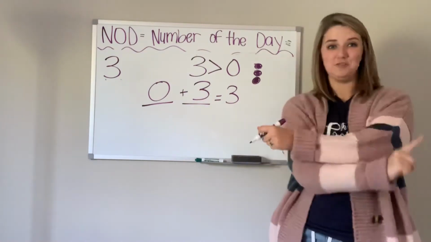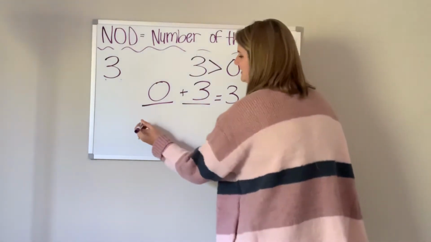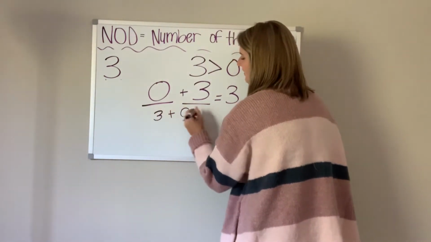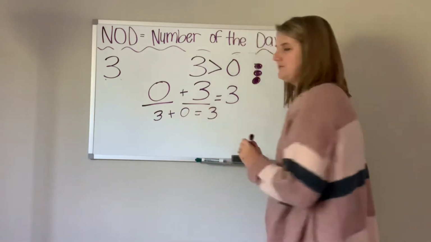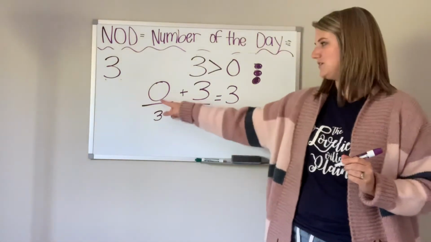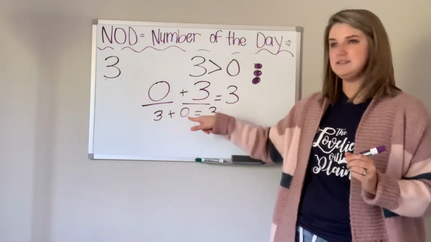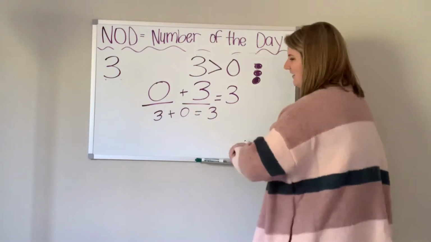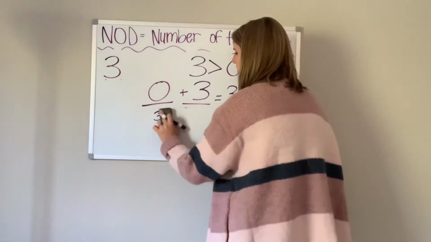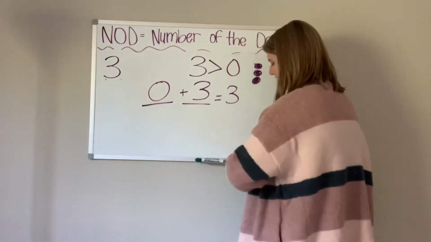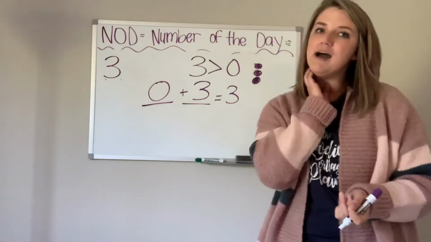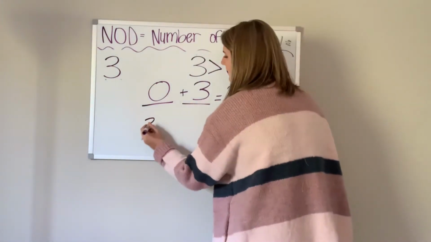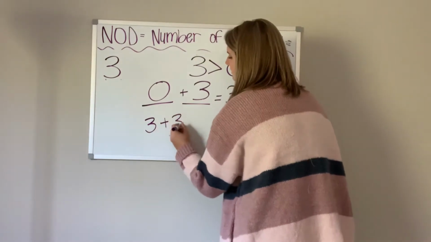Now I can reverse them, remember? I could say that 3 plus 0 equals 3. It works either way, either 0 plus 3 or 3 plus 0. Either way, it still equals 3, okay? The last thing I'm going to do is to double my number 3. So that means I'm going to add my number 3 to itself. So I will get 3 plus 3.